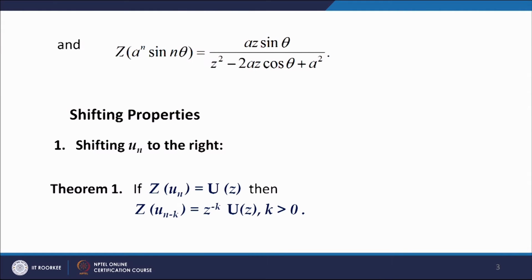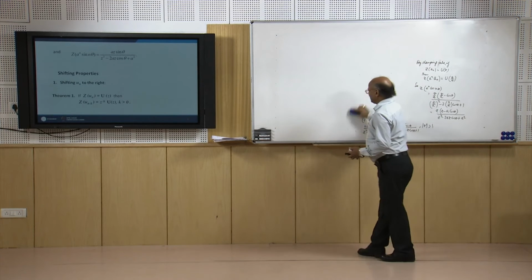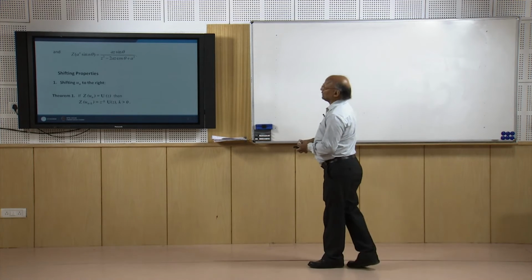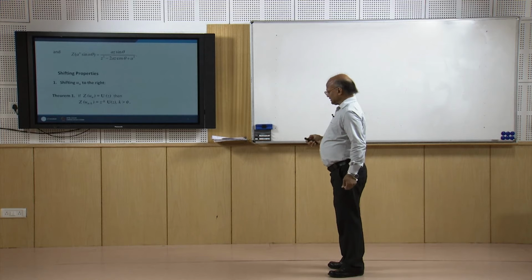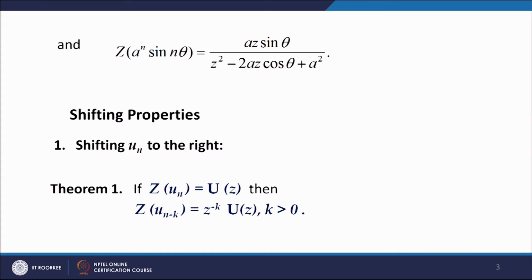Now let us discuss the shifting properties. Like we have the shifting theorems in the Laplace transform, here also we have the shifting theorems. Now the first theorem is giving us a result when there is a shifting of the sequence u n to the right. Suppose the z transform of a sequence u n is given by U of z, then the z transform of u n minus k is equal to z to the power minus k times U of z, where k is a positive integer.